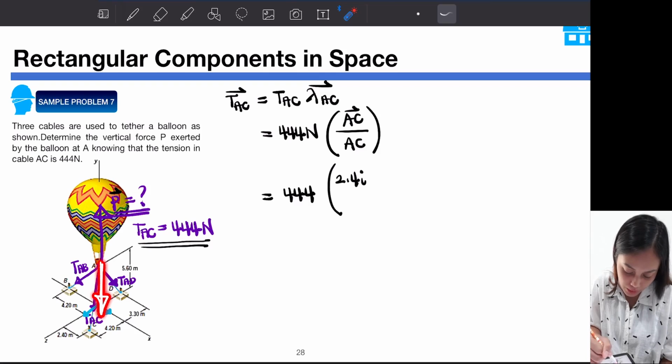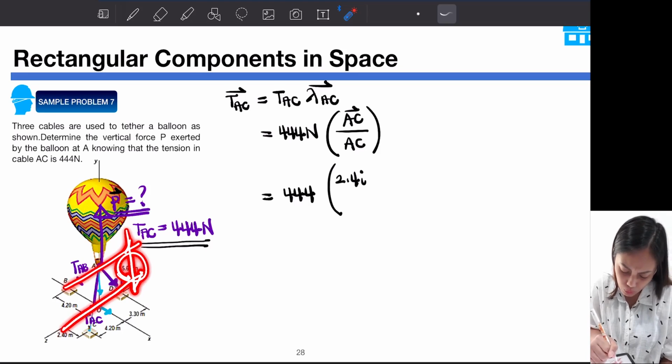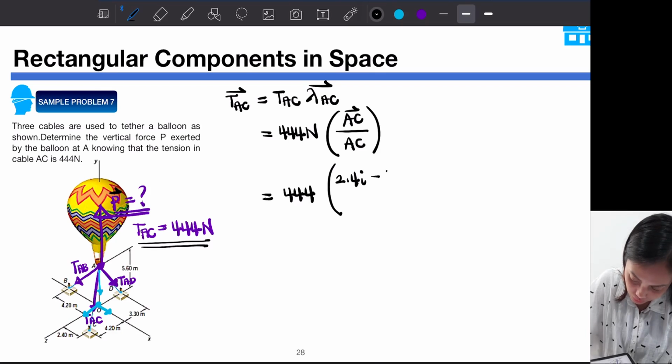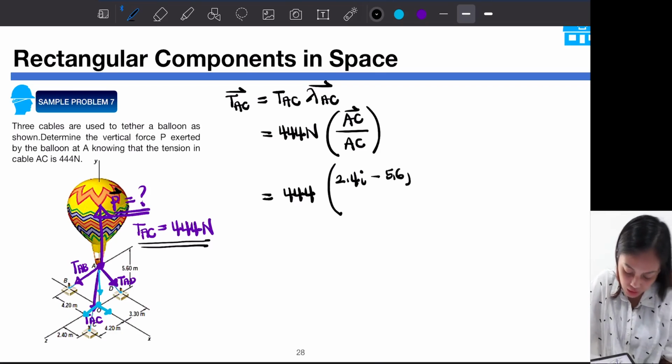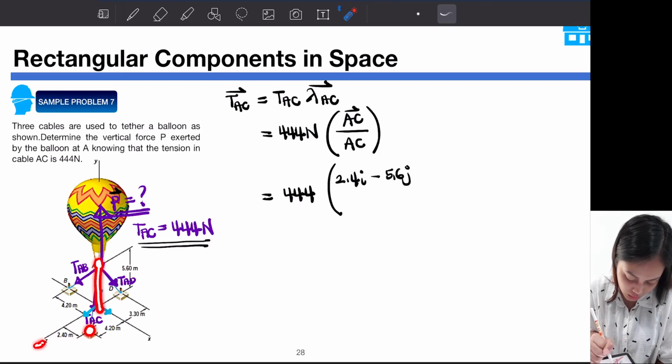Ang distance from A padulong sa C, flat ra ni siya ha. Kani siya pareha na siya level tanan, flat on the ground. From point A to point C along y-axis, mura maning y-axis nga given nga distance. Paubos ang force. So negative 5.6 J along z-axis from point A to point C along z.